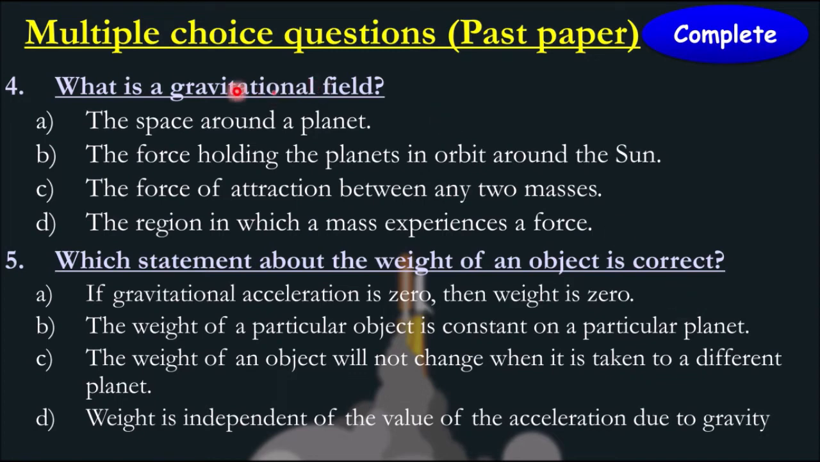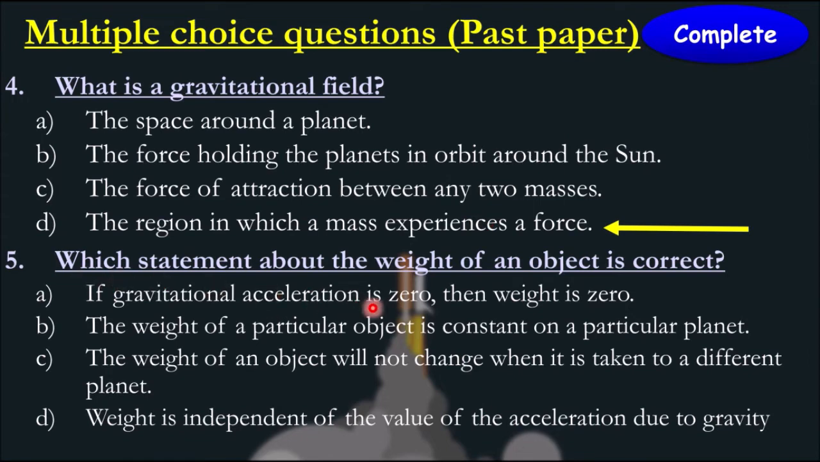Okay, so what is a gravitational field? Well, a gravitational field is the region in which a mass experiences a force. A region being an area where there is some kind of value, and we know that gravity interacts with mass objects, at the very least using Newton's formula of gravity.